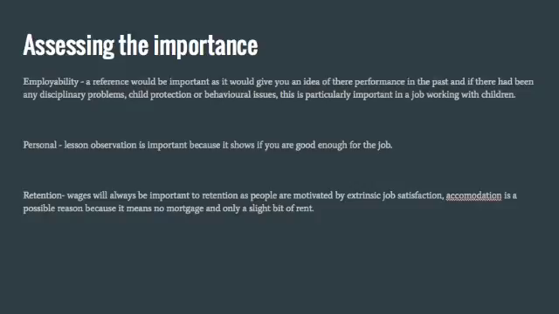Assessing the importance. Employability. A reference would be important as it would give you an idea of their performance in the past and if there had been any disciplinary problems, child protection or behavioural issues. This is particularly important when working a job with children. Personal. Lesson observation is important because it shows you if they're good enough for the job and what the lessons would be like.